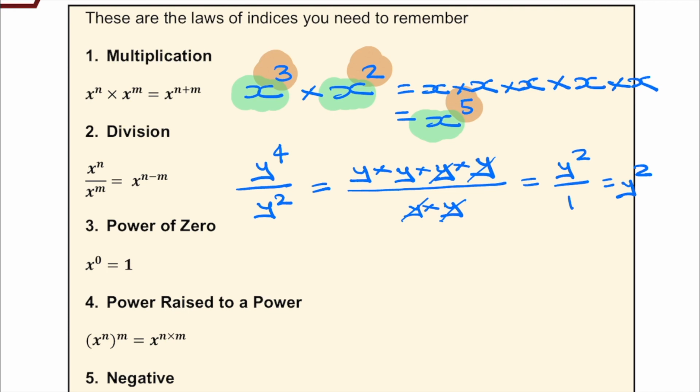Okay, and then the third one that we have got here is our power of 0 law. And essentially, this is probably the simplest one. Anything to the power of 0 is always going to equal 1. And there's a really interesting reason why. And if I show you that, if you understand it, it will really help you to remember it. And it actually links into one of the previous ones that we've already looked at.